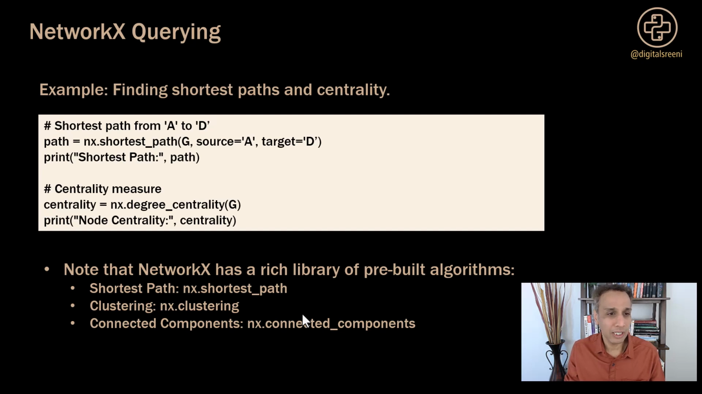NetworkX querying is very easy. As you see, once you define a graph, you can just ask, what is the shortest path? All you need to do is use nx.shortest_path, apply that to the graph that I showed you, and the starting node is A and the ending node is D, and it gives you the shortest path in the graph going from A to D. It's very easy, right? It makes sense. That's why I prefer this over any other approach.